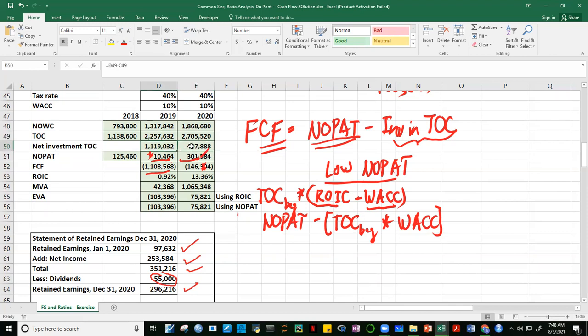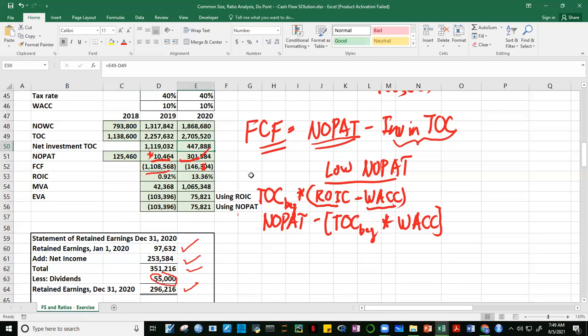Kailangan natin itong net investment para ma-compute natin yung free cash flow. Okay. Kasi ang free cash flow natin, if you recall guys, ang formula niya ito. NOPAT minus investment in TOC. Now, we cannot compute for the investment in TOC for 2018 kasi wala siyang prior value. Wala tayong 2017 figures. If we have TOC for 2017, then mako-compute natin yung net investment in total operating capital for 2018. So, compute lang natin yung 2019 at saka 2020.